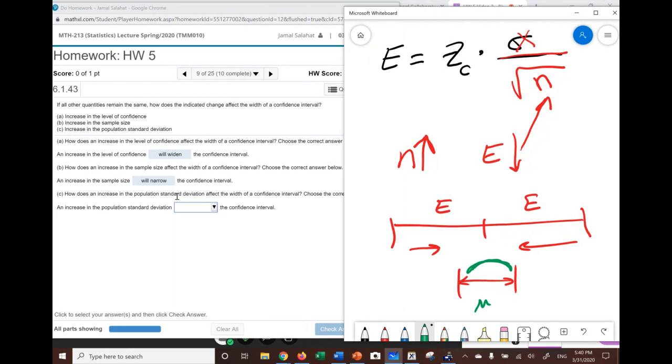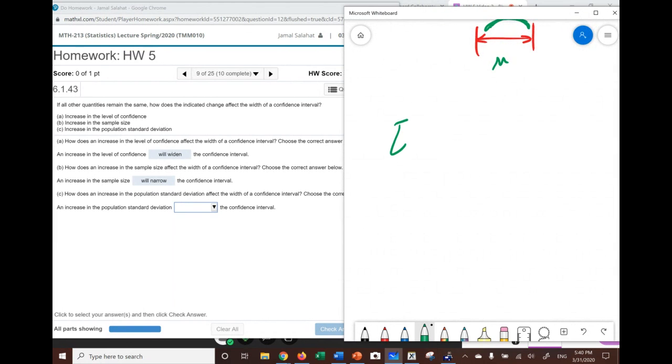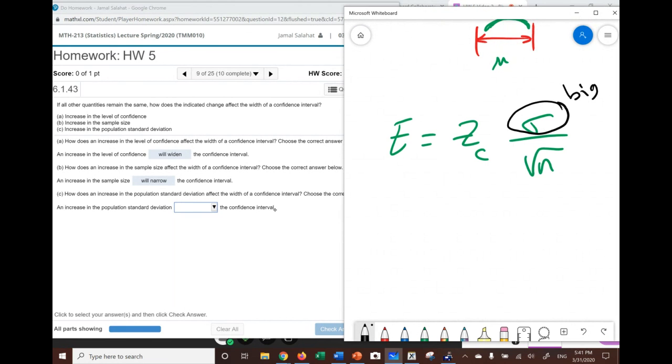Now, what will happen in part C? How does an increase in the population standard deviation affect the width of the interval? We can go back to the same equation in here. The error is equal to Z critical sigma over radical of n. And in here, they tell you an increase in the population standard deviation. In other words, if this population standard deviation gets bigger, that will translate to E. E is going to get bigger.